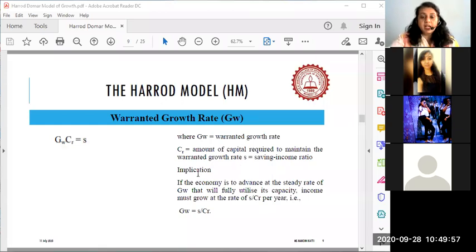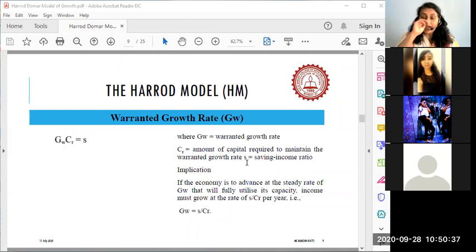The implication is that if the economy is to advance at a steady rate of GW, meaning the economy wants to move to 10% and remain there, then it must fully utilize its capacity, and income must grow at a rate of S upon CR per year. The warranted growth rate depends upon savings and upon the amount of capital required to achieve it.